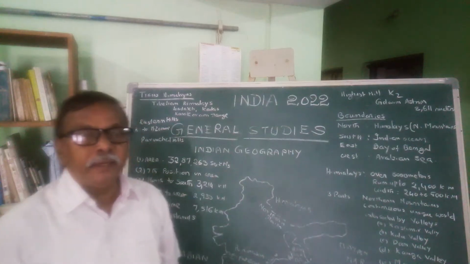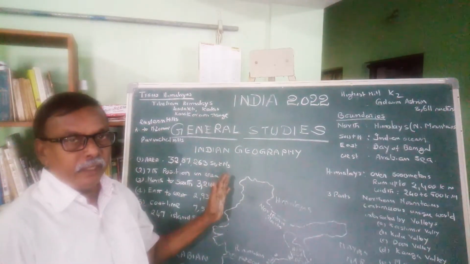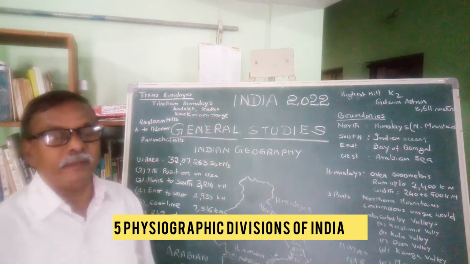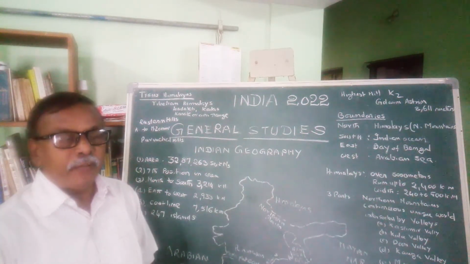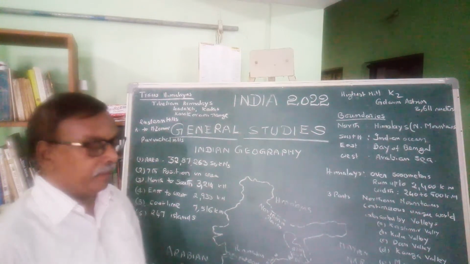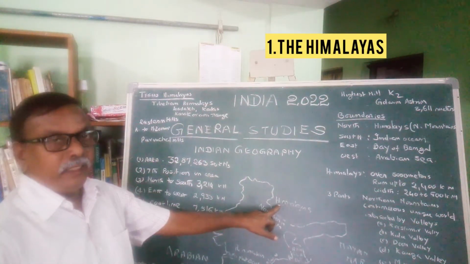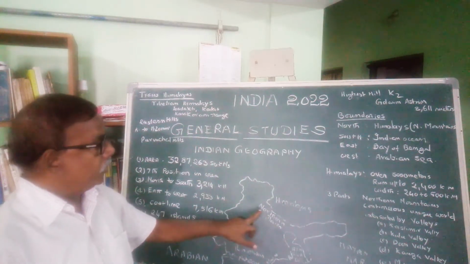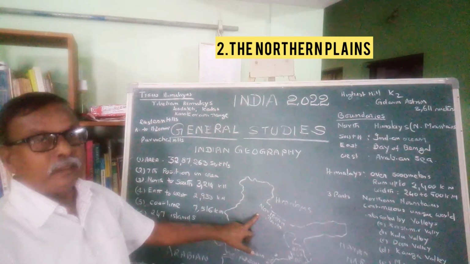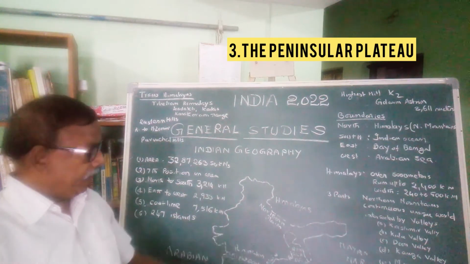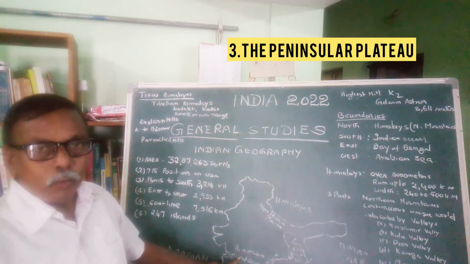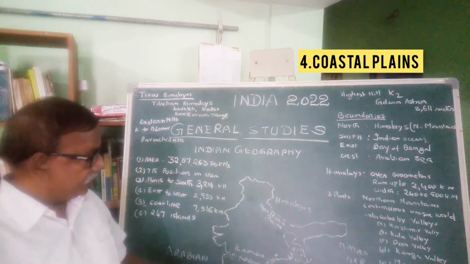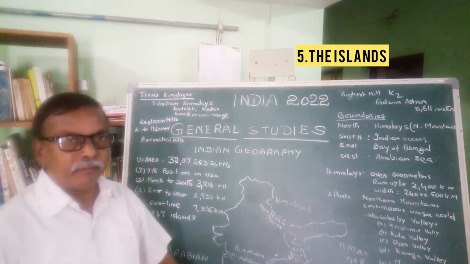Today we will study Indian geography and the 5 geographic divisions of India. The 5 geographic divisions of India are: 1. Himalayas, the greatest mountains. 2. Northern plains. 3. Peninsular Plateau. 4. Coastal plains. 5. Islands.